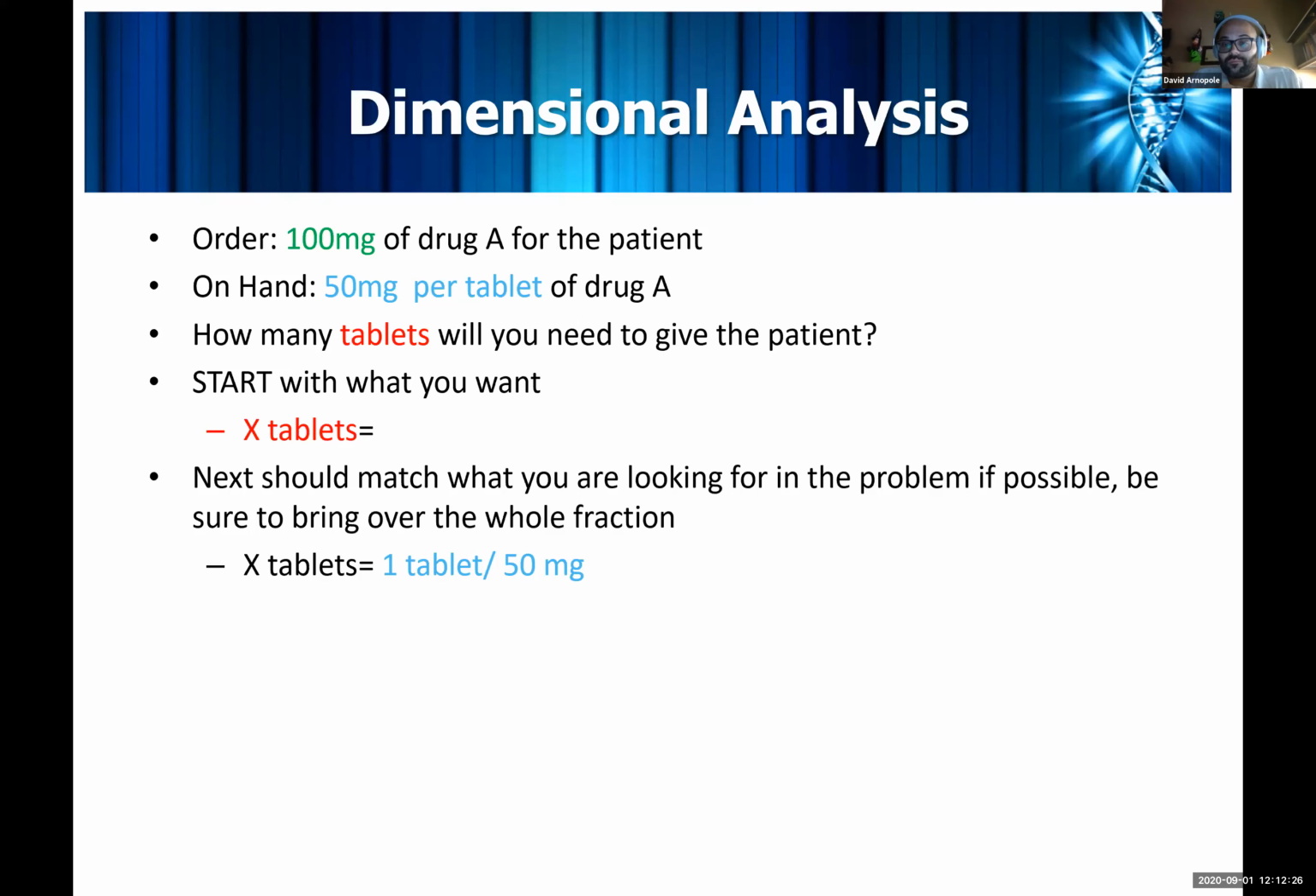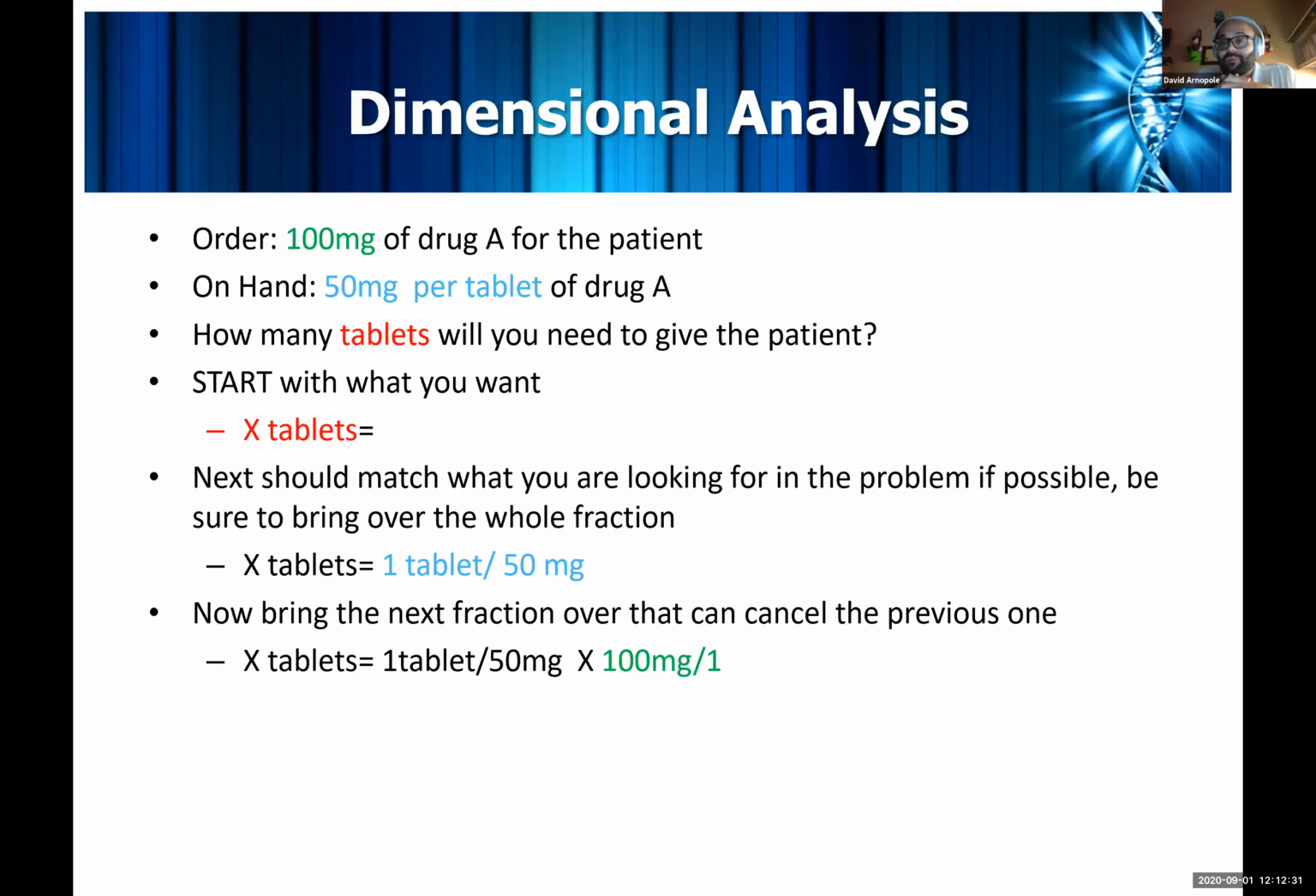100 milligrams. It just says 100 milligrams of a drug for A, so I can just say 100 milligrams over 1, because it's 1 patient, 1 dose, whatever you want to put. But any number over the number 1 is the number itself. So 100 over 1 is the number 100.